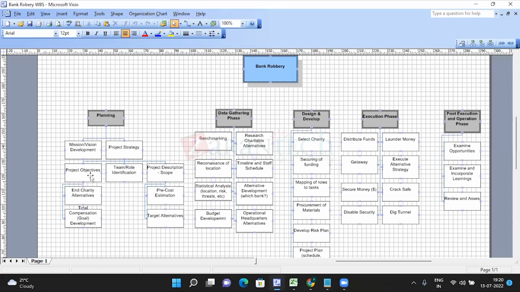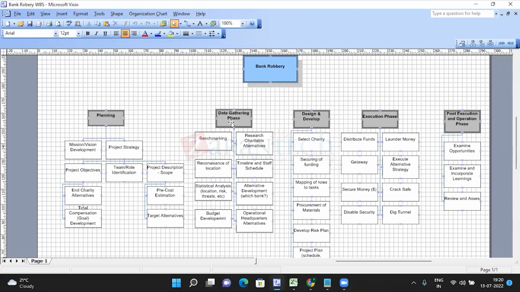Again, in this, we have project objectives, charitable alternatives, compensation goals, if any, all this. Therefore, this is from the planning we are dividing. Until it becomes the smallest unit of work, keep on dividing it.